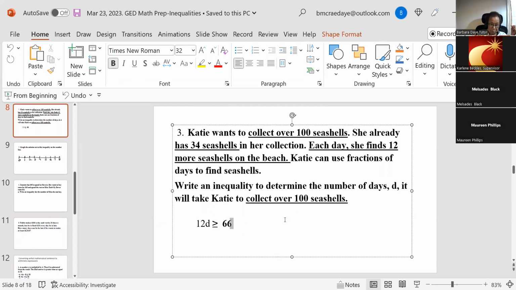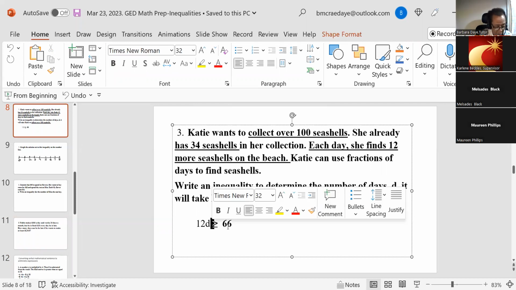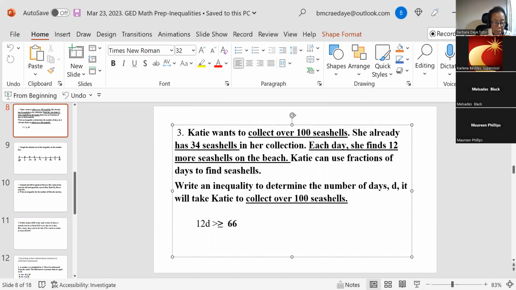Wait a minute. So she had 66 left. Well, actually, it's not really greater than or equal. It's greater. Sorry. That's greater. It's just greater because you didn't say at least. So that means 12 per day times D days must be greater than 66. That would mean it'll exceed 100, right?